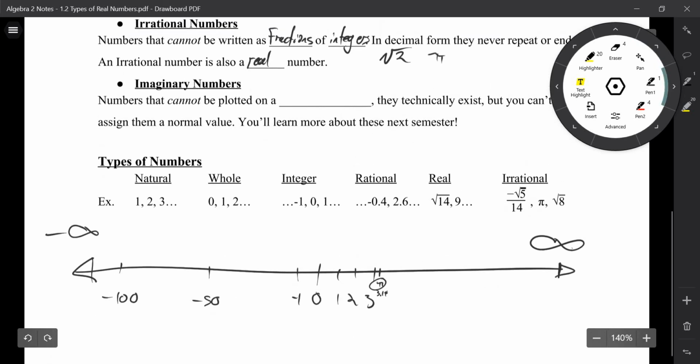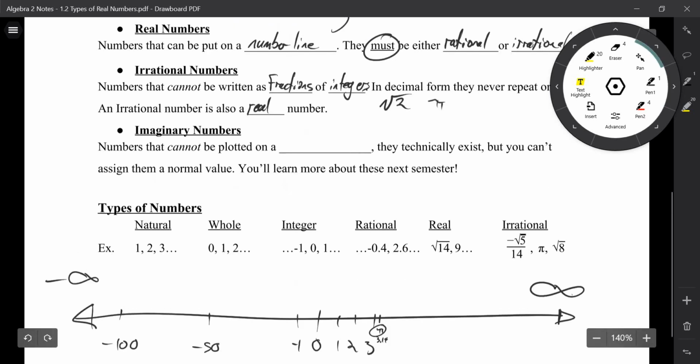Now, just to touch on imaginary numbers again, they're numbers that cannot be plotted on a number line, just like we wrote in for real numbers. We're looking for a number line here. They technically exist, but you can't assign them a normal value. So you'll learn more about those next semester, I'm sure. But again, the square root of negative numbers is the easiest example. We don't really need to jump more in depth with that.